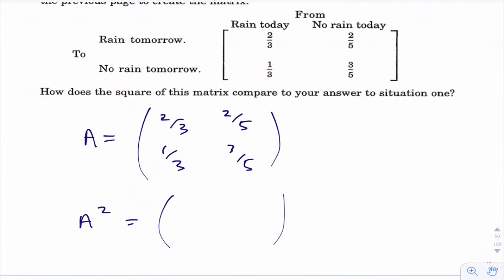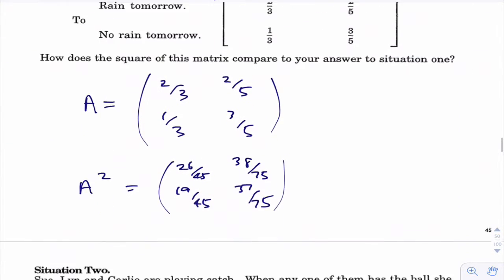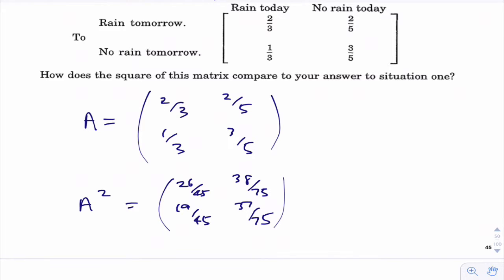When you square that matrix, you get these numbers here, and I've done it on my CAS. You get 26 out of 45, 38 out of 75, 19 out of 45, 37 out of 75. And you can see that is exactly what we got for this matrix here, where we did the whole big tree diagram way. A much quicker way. This is called the transition matrix, and you guessed it, it gets even better if you cube the matrix. That will be the matrix that represents what's going on in 3 days.